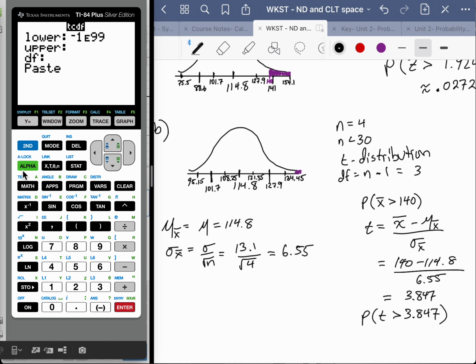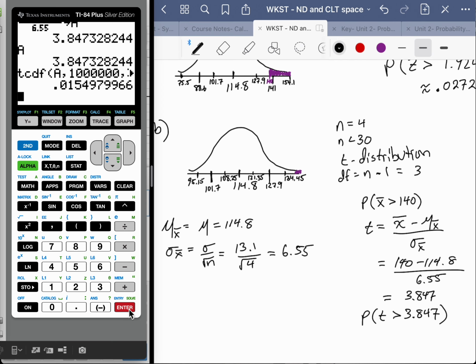It asks you for the lower bound, which I stored as A, but you could just type the decimal if you want. Upper bound, something sufficiently large. The degrees of freedom, which is n minus 1: there is an n value of 4, minus 1 is 3, so 3 goes in for the degrees of freedom. Paste that in and hit enter, and we're talking about 0.0155, approximately.